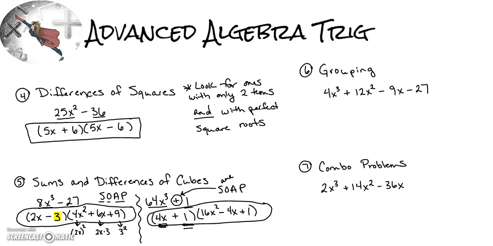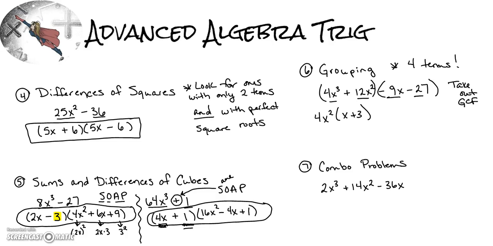Now, let's move on to number 6, which is grouping. This is like the second half of that splitting the middle term that I did on the other page on problem number 3. So grouping, the key feature of that is that there's 4 terms. So what we do is we immediately go like this and then group those together. Keep the negative with the 9. Don't separate those from each other. And then we take out the GCF from both parentheses. So the GCF of 4x cubed plus 12x squared is 4x squared. So that leaves me with x plus 3. The GCF of this, negative 9x and negative 27, is negative 9. And that also leaves me with x plus 3.